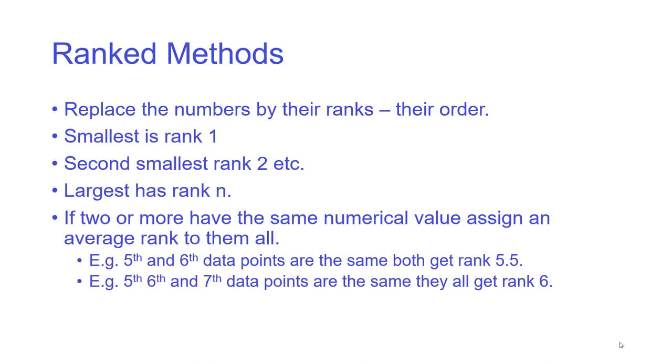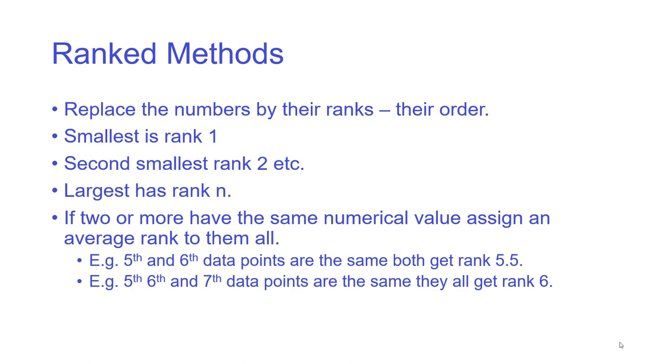What you do is you take all the numbers for your x and y coordinate and you replace them by their rank, ranking them from the smallest to the largest. So the smallest is rank 1, second smallest rank 2, all the way up to the biggest thing, which will have rank n depending on how many data points you've got.